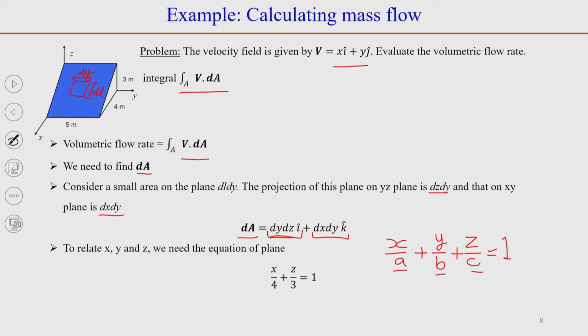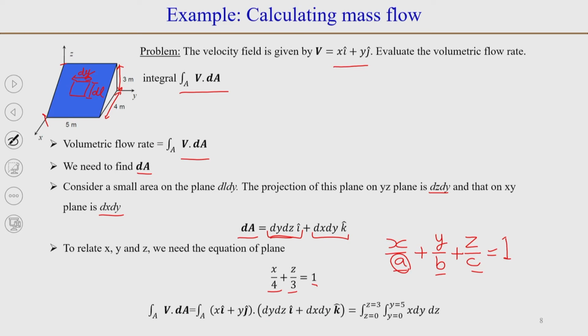If we look at this plane, at the x axis it intersects at this point where the intercept is 4 meter. So, x by 4. It is parallel to the y axis, so it never intercepts it. You can say the intercept is at infinity, so that term becomes 0: y by b, b is infinity, so y by b will become 0. Then you have the intercept at the z axis at this point, so c is 3. So, x by 4 plus z by 3 is equal to 1 is the equation of this plane.